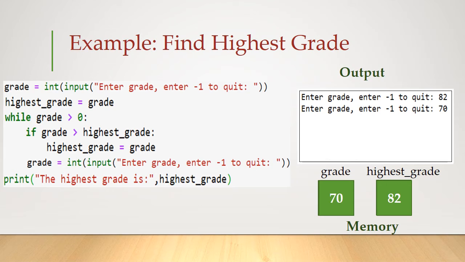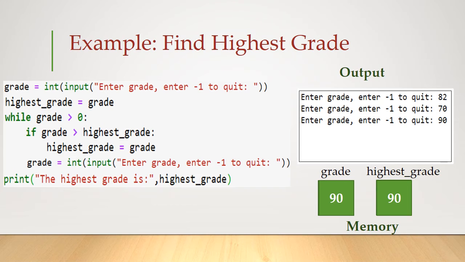Control of the program goes to the statement, not part of the body of the if. And again, we ask the user to enter another grade, and in our example, the user enters a 90. Again, control of the program goes back up to the top of the while loop. The value stored in grade is 90. It is greater than 0. The body of the while loop is executed, so we execute the if statement. If grade is greater than highest grade, the value in grade is 90. The value in highest grade is 82. 90 is greater than 82. So we execute the body of the if statement, and highest grade is assigned the value grade.